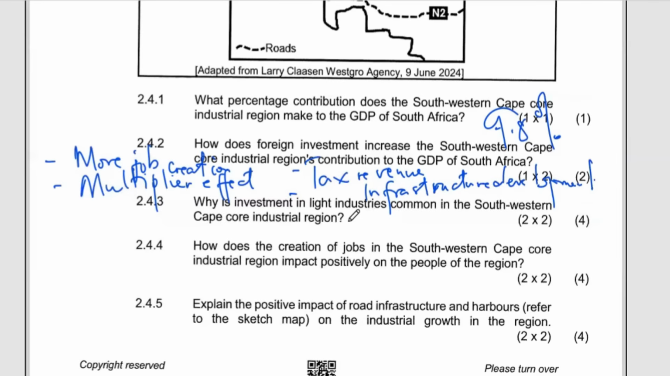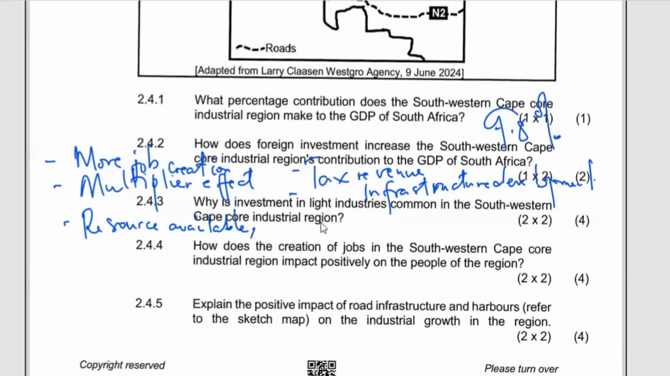Right. We can say, because of the resources available. The resources available allow mainly for light industries to develop. You can give examples of the resources that we find in that core industrial region and relate them to how they contribute towards light industrial activities.